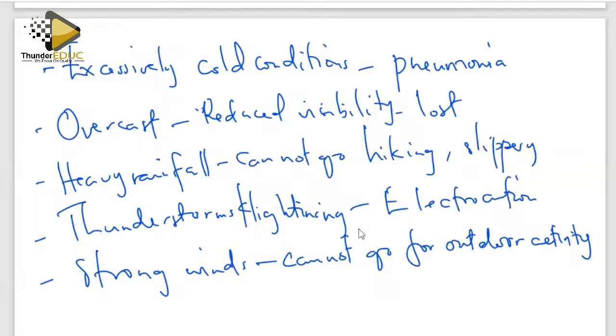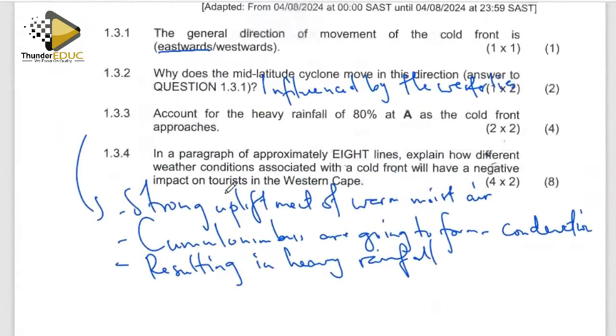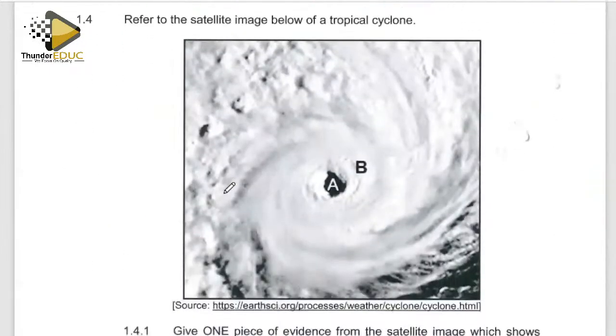So basically what we need to identify are the weather conditions associated with the cold front. Then we need to look at its implication on tourists. Right, I'll move on to the next question. That brings us to the end of question number 1.3. We move on to question number 1.4. Refer to the satellite image below of a tropical cyclone.